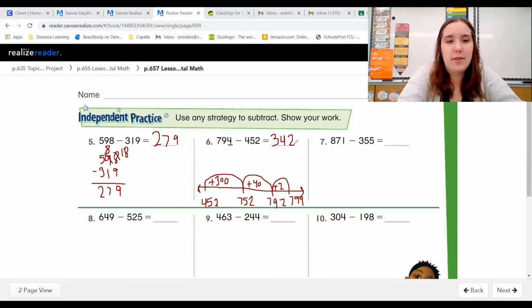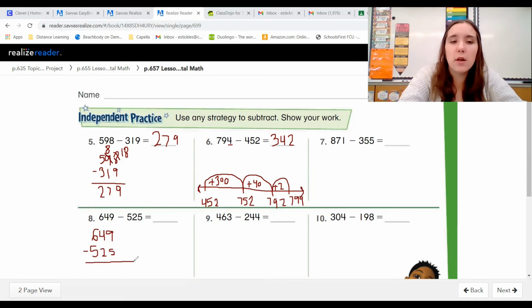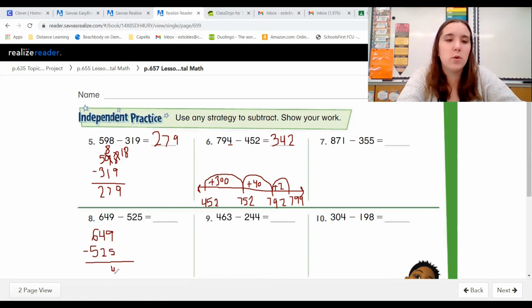Let's do number 8 together. For this one, I'm going to do stacking. Okay, remember you can do whatever strategy you want. 649 minus 525. In my ones column, I have 9 ones minus 5 ones. Well, 9 minus 5 is 4, so I have 4 ones.